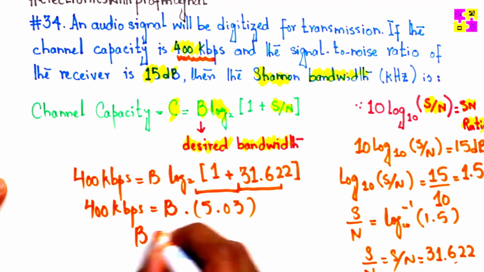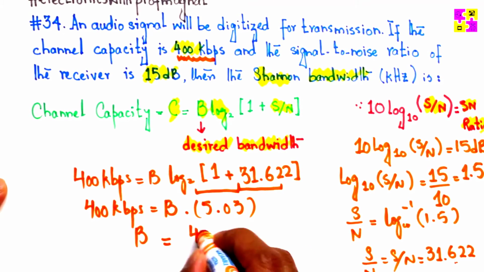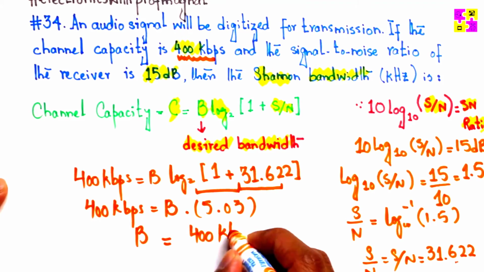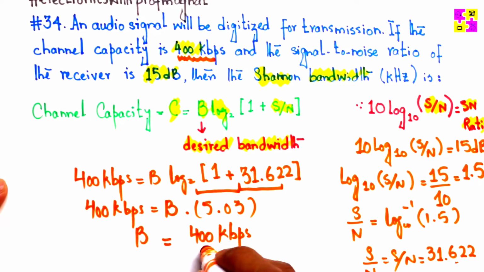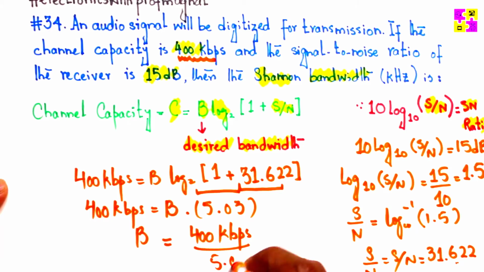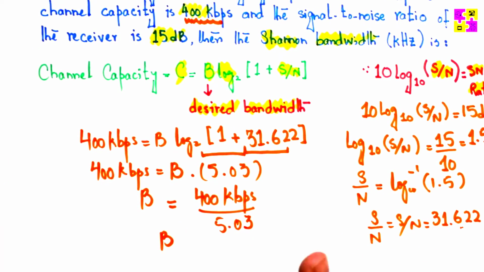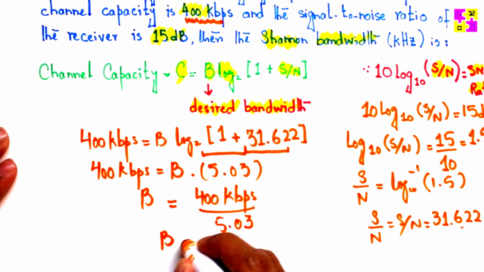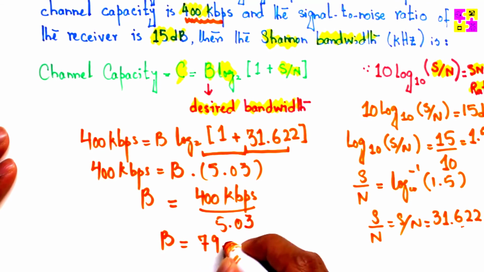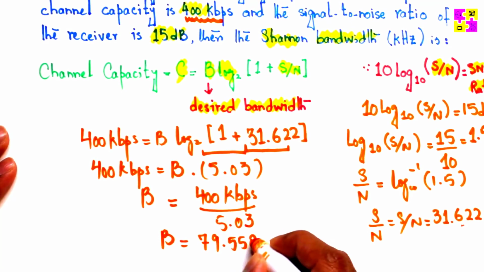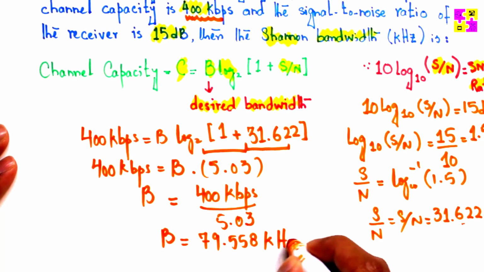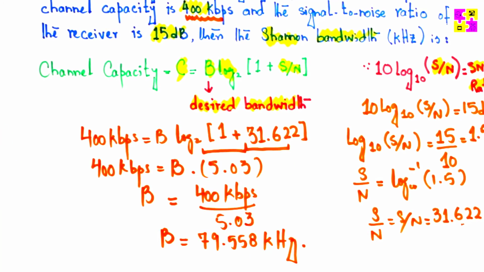5.03, which means the desired bandwidth B equals 400 kilobits per second over 5.03, and if you do the math here, your channel bandwidth will come out to be 79.558 kilohertz. And that's your answer. That's your desired bandwidth: 79.558 kilohertz, approximately equal to 80 kilohertz.